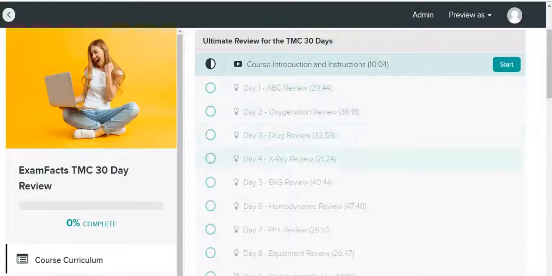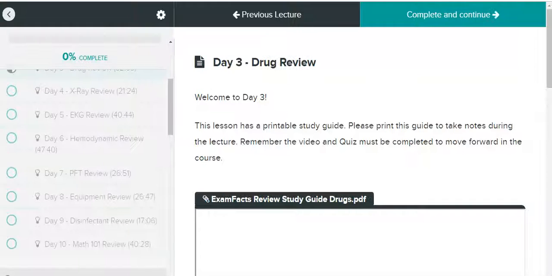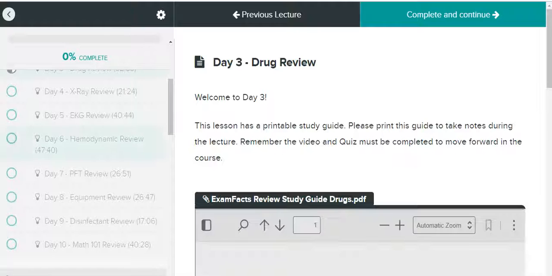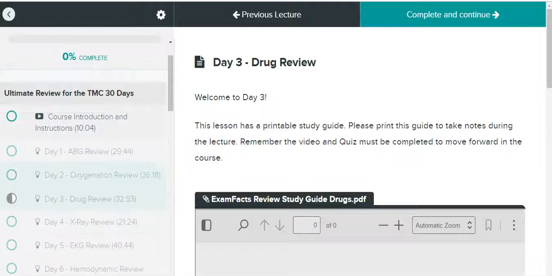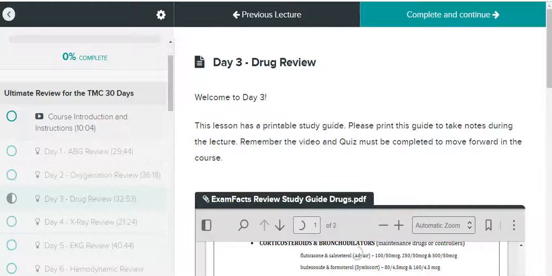So if we look at these days, we'll jump into something fun like drug review. So drug review is day 3, and when we jump in there, you can still see what's next, what's tomorrow, what's yesterday over here. It'll show you what you're working on. And of course, the student wouldn't be able to get to day 3 without completing days 1 and 2.